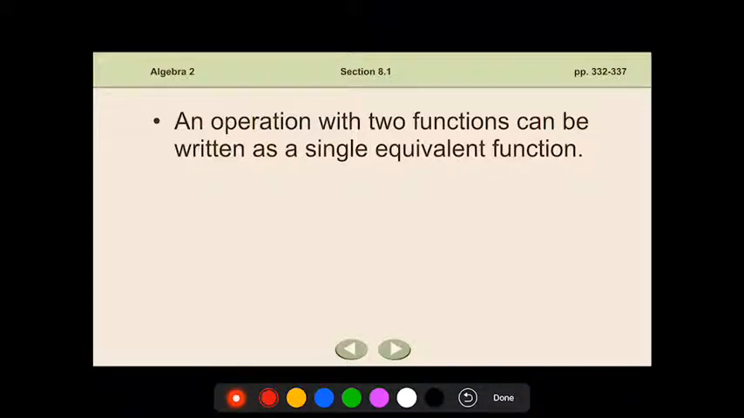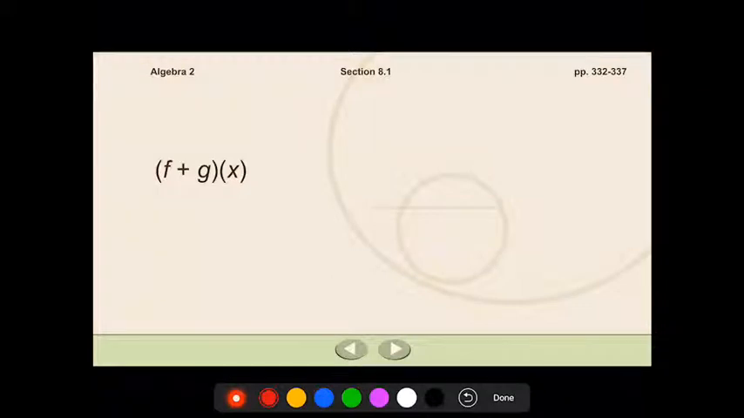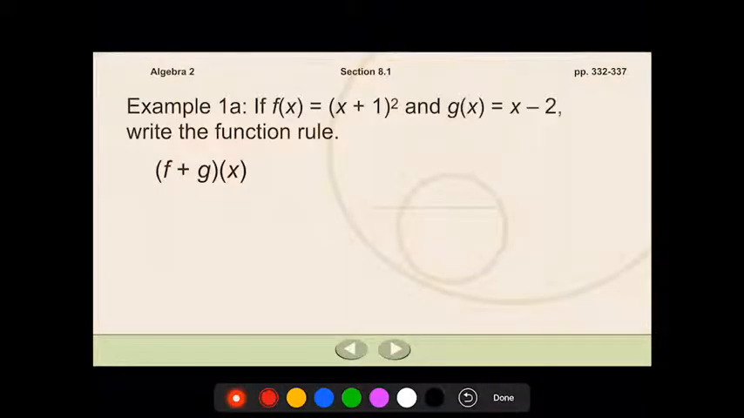An operation with two functions can be written as a single equivalent function, and that's what we're talking about here, f plus g of x. So here's example 1a. You see it there at the bottom of the text. We know f of x is equal to x plus 1, the quantity squared. And we know g of x is equal to x minus 2. This problem asks us to evaluate f plus g of x.